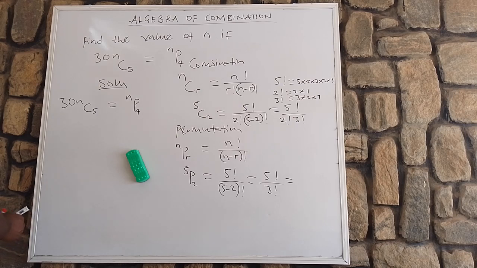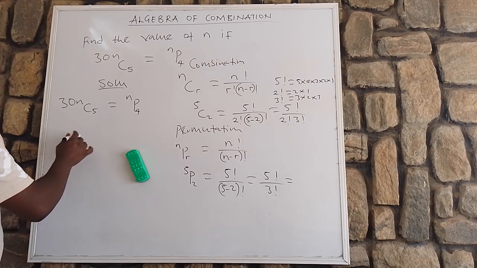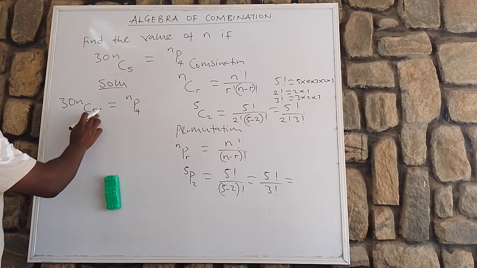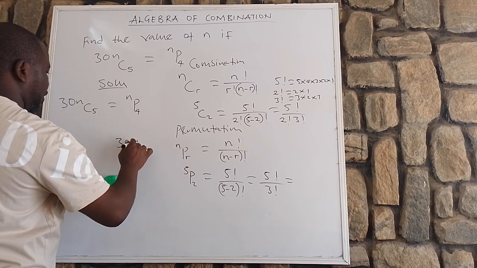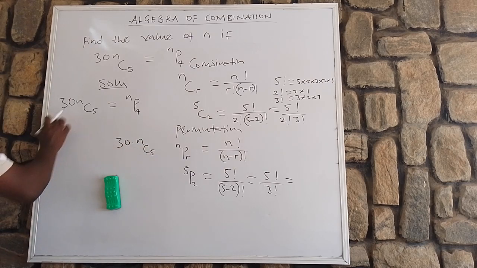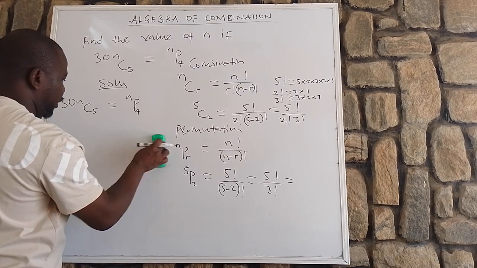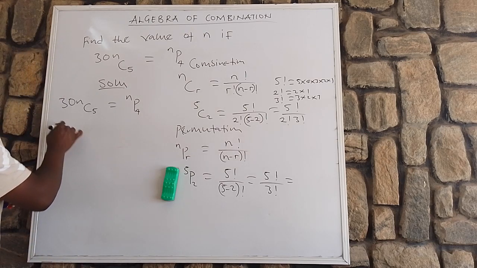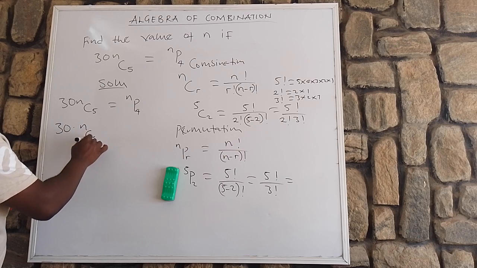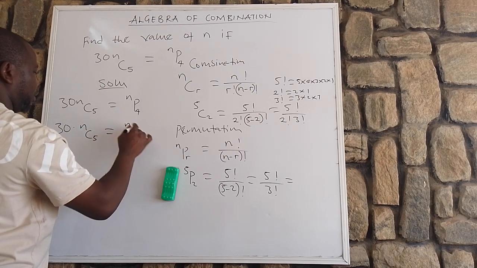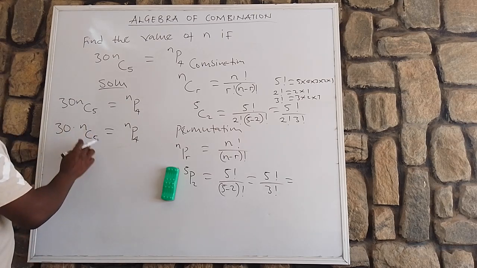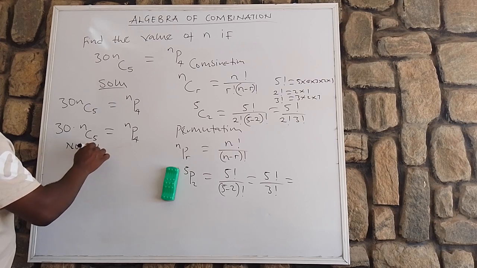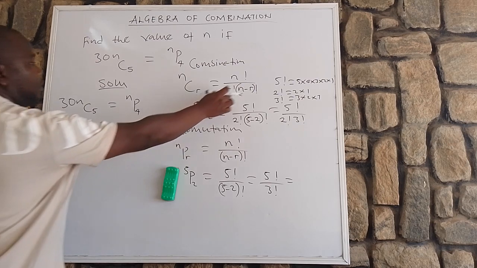Okay, so now we see that we have 30 times n combination 5. Don't let this confuse you. We can still rewrite it this way. It's the same thing as this. So please take note. For the sake of clarity, let me just do it this way: 30 times n combination 5 equals n permutation 4.